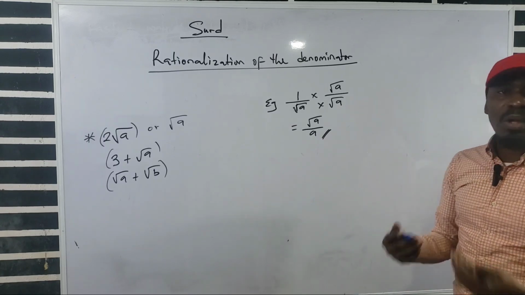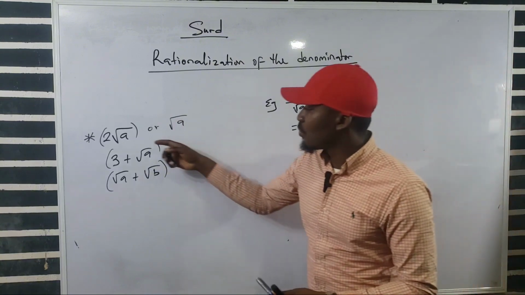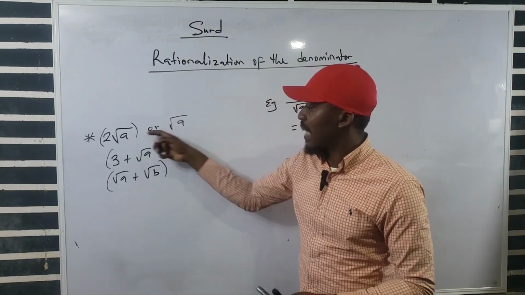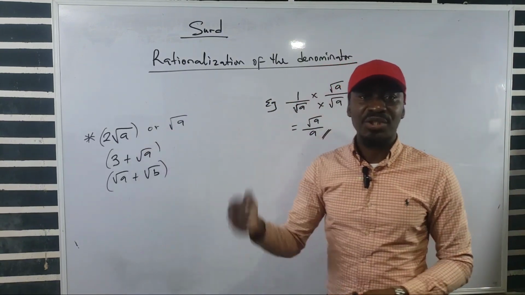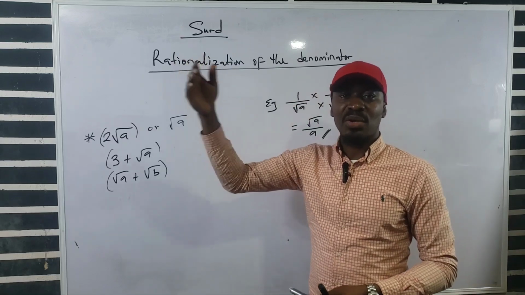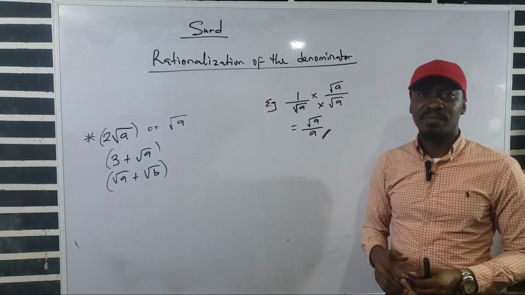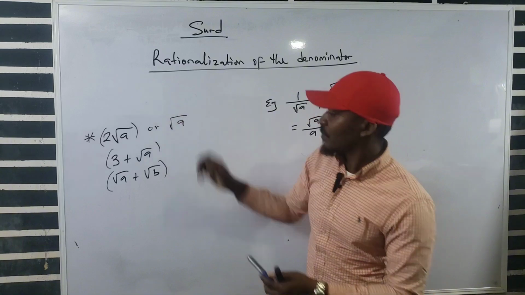Okay, so what we mean is, that thing that you know you will use to multiply the surd at the denominator to get a rational number, use it and multiply the numerator, use it and multiply the denominator. Okay, so that's for this.